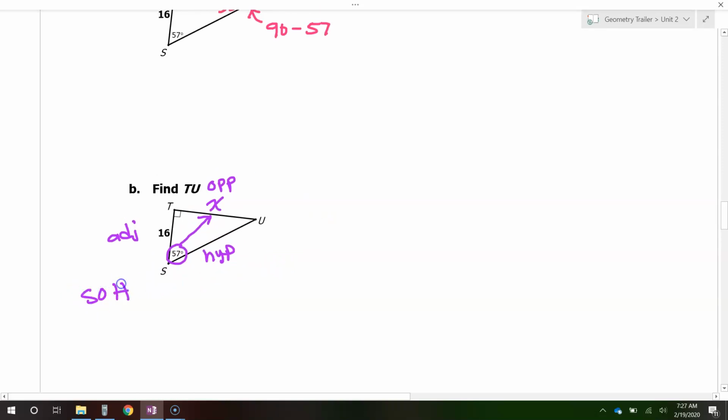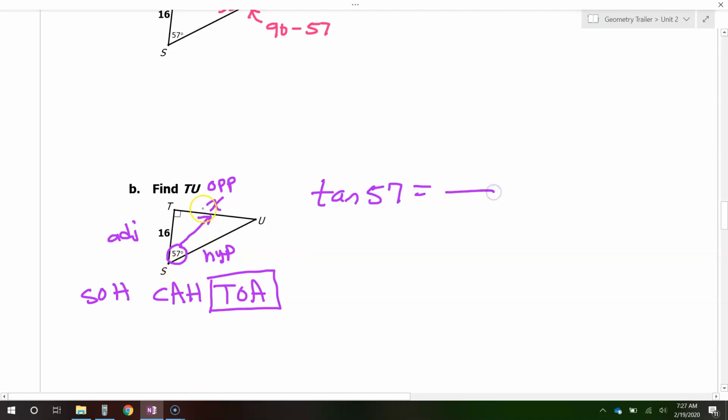All right, Sohcahtoa. Which one are we going to actually use? Well, we have the 16, and then we have x. That is opposite and adjacent. So that's going to be the tangent function, which is opposite over adjacent. So we will write tangent of the angle, 57, is equal to opposite over adjacent. So that'll be x over 16.